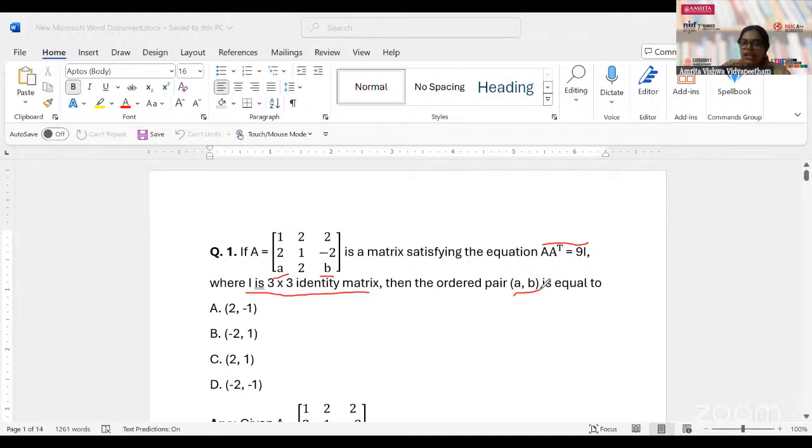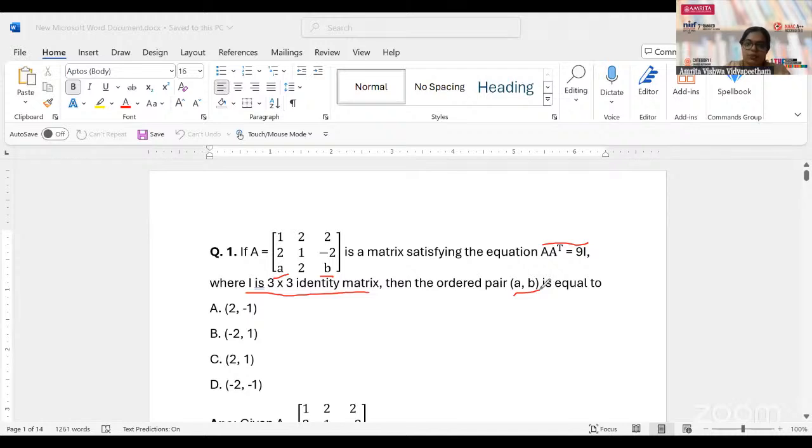Given that A is a 3 by 3 matrix, when you look at the matrix, you can see that there are two unknown values, a and b. There is only one condition given in the question: A A transpose is equal to 9I. That is the identity matrix, which is also 3 by 3. Now we have to find the ordered pair (a, b).